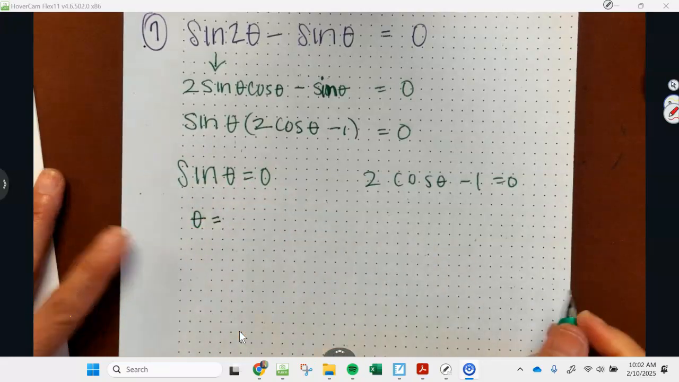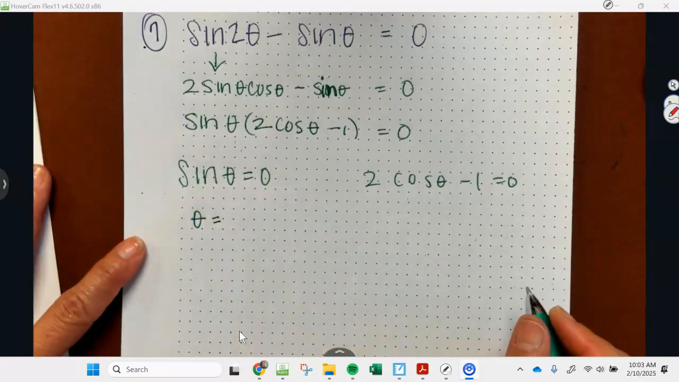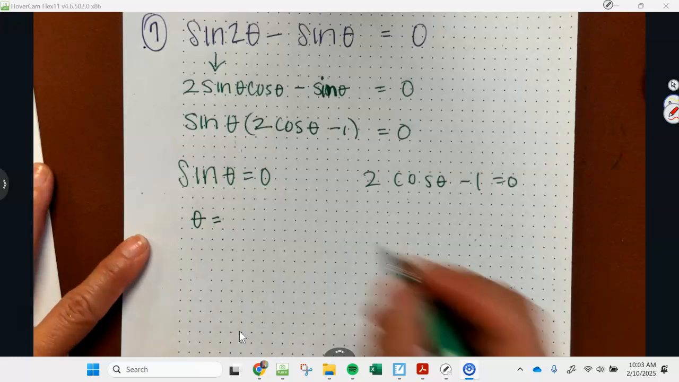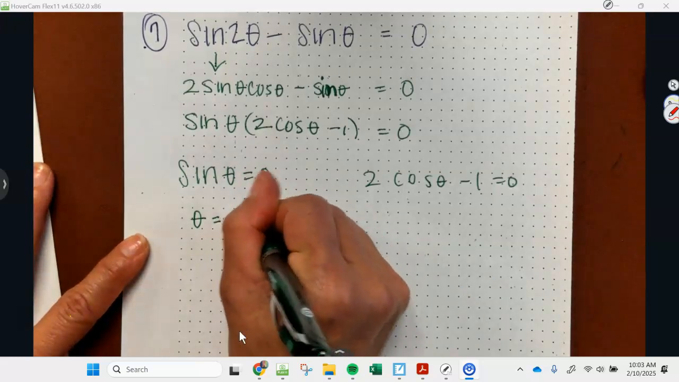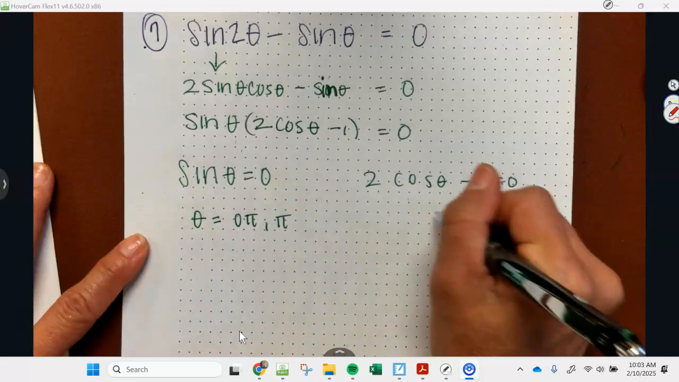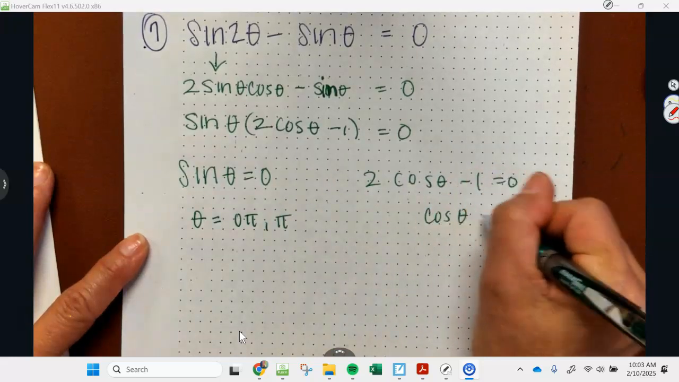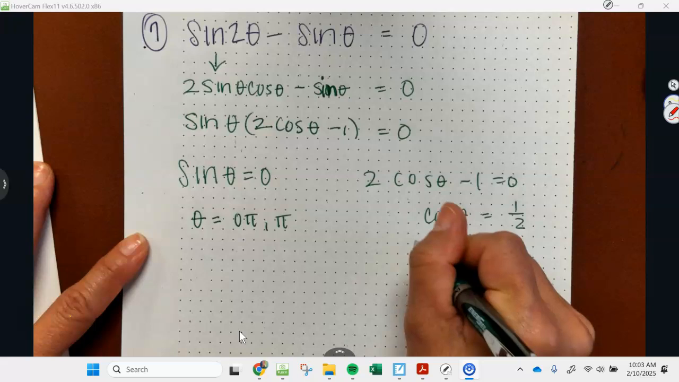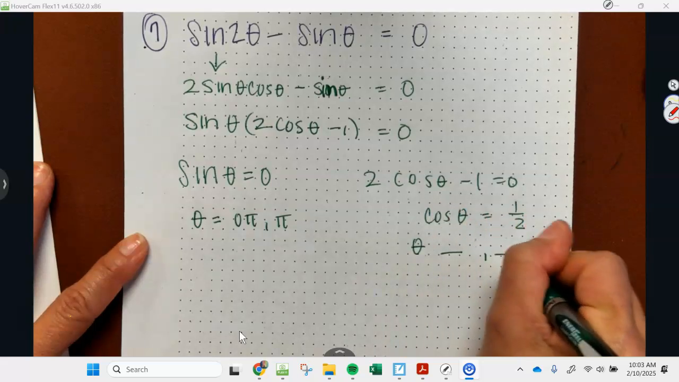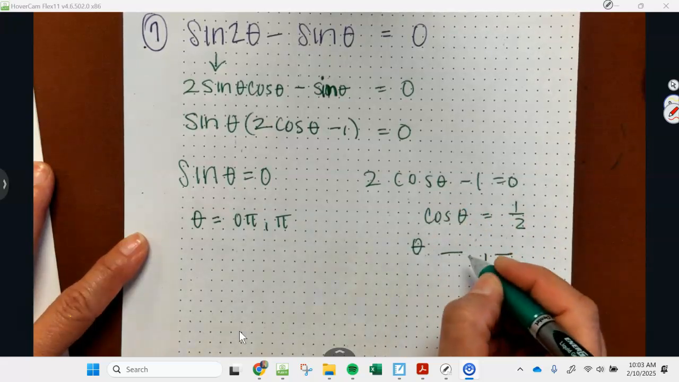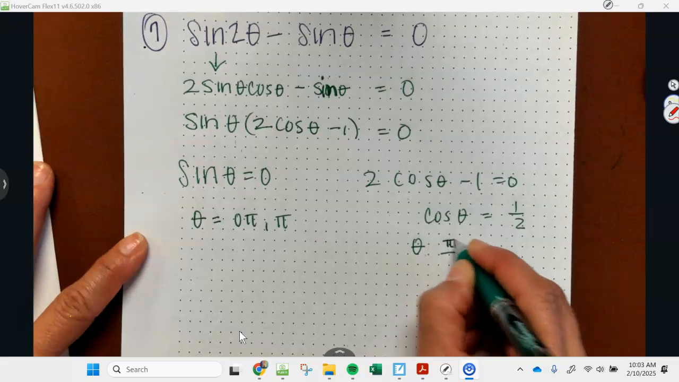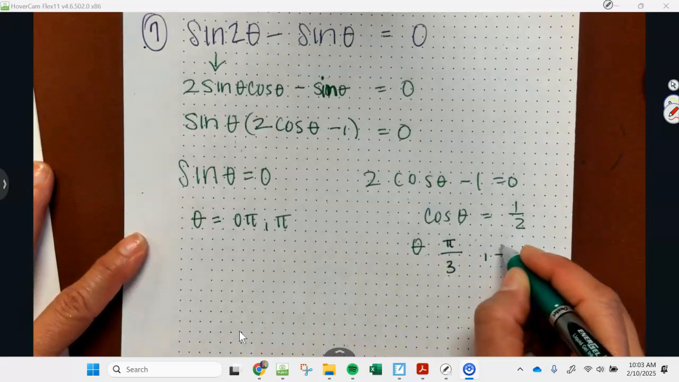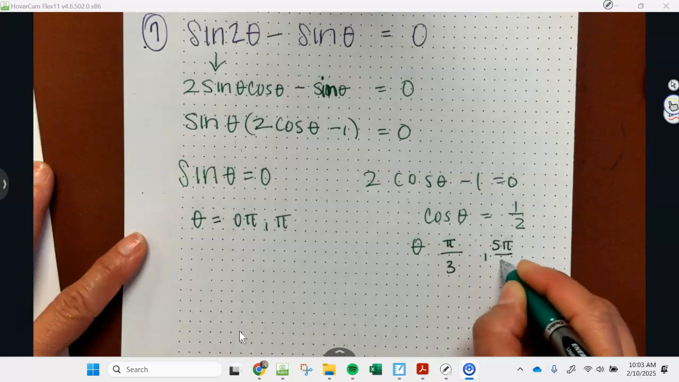Theta is going to equal where sine equals 0. That's going to be the right and left side of the unit circle. So this is 0, pi, and pi. Over here, when we solve, cosine is going to equal 1/2. And there are two places where cosine equals 1/2. It is going to be pi over 3, and then the fourth quadrant, which is 5 pi over 3.